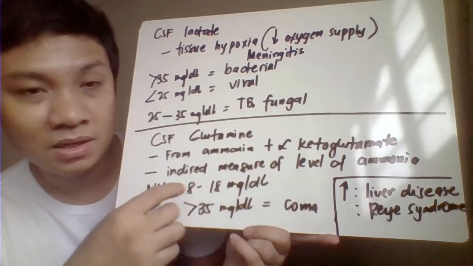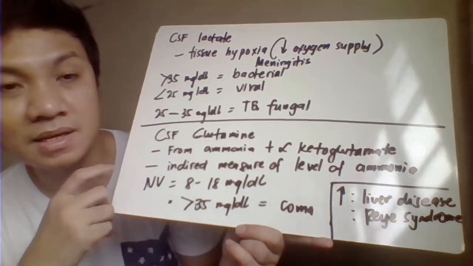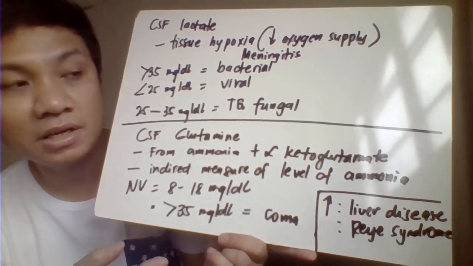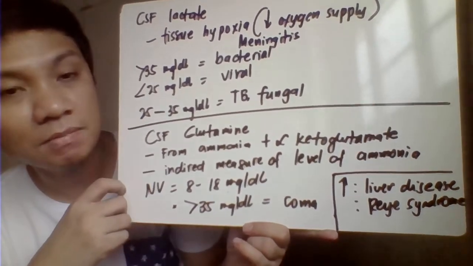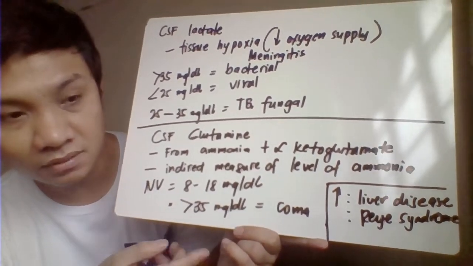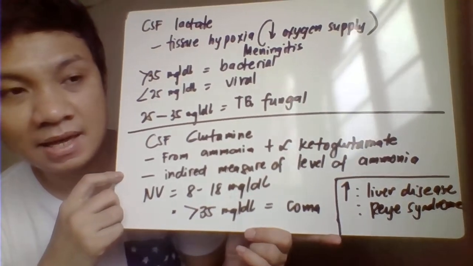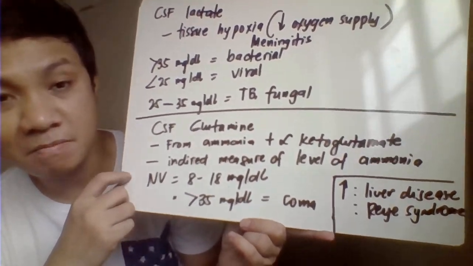And then also, the increased level of glutamine and ammonia is related to liver problems, because again, metabolism will not occur in the liver. So if you have a problem in the liver, you could not metabolize and therefore it accumulates in your plasma or even your CSF. Reye syndrome, very common among young children, is also characterized by liver problems.